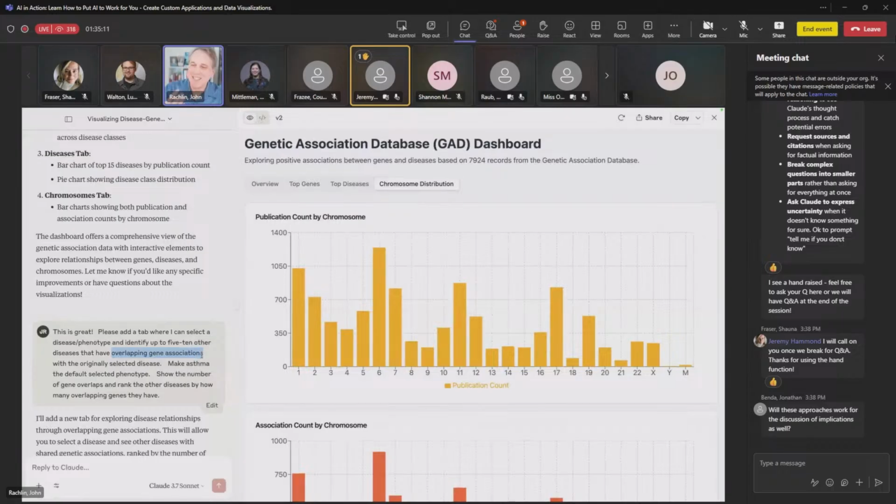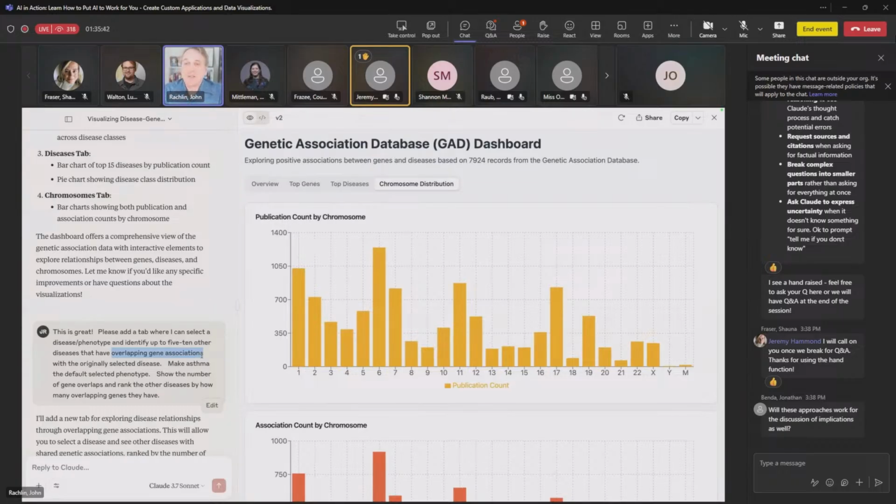Now, why would I want to do that? And as I said, many genes are involved in multiple diseases. And if we took, for example, asthma, we would find that there are dozens of genes associated with asthma. Could we identify other diseases that are also linked to asthma-linked genes? In other words, could we find genes that these two diseases have in common?